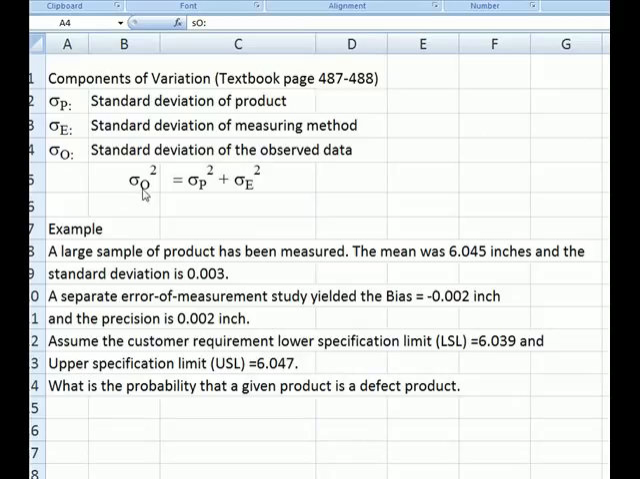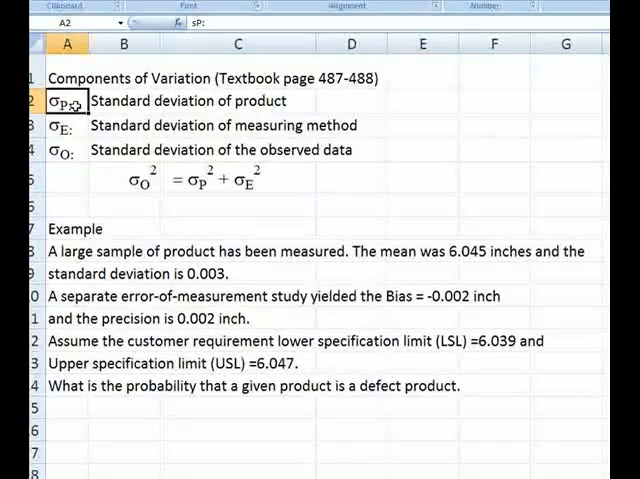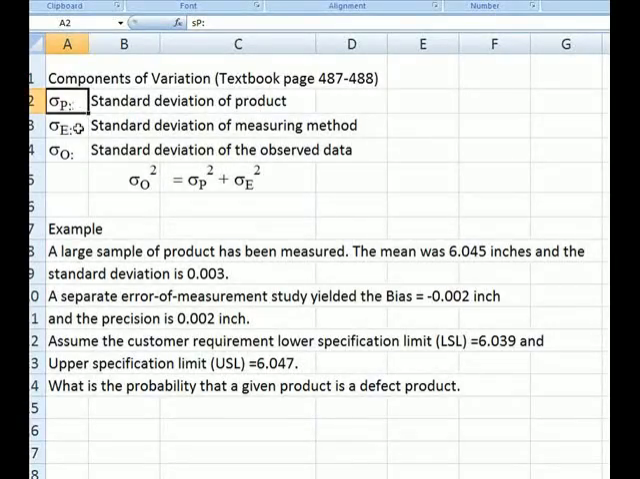So sigma o squared, the variance of the observed data, equals the square of the standard deviation of the product plus the square of the standard deviation of the measuring method. What we're really interested in here is the standard deviation of the product, sigma p, because that really tells us how good our production is. So with that said, let's look at this example.